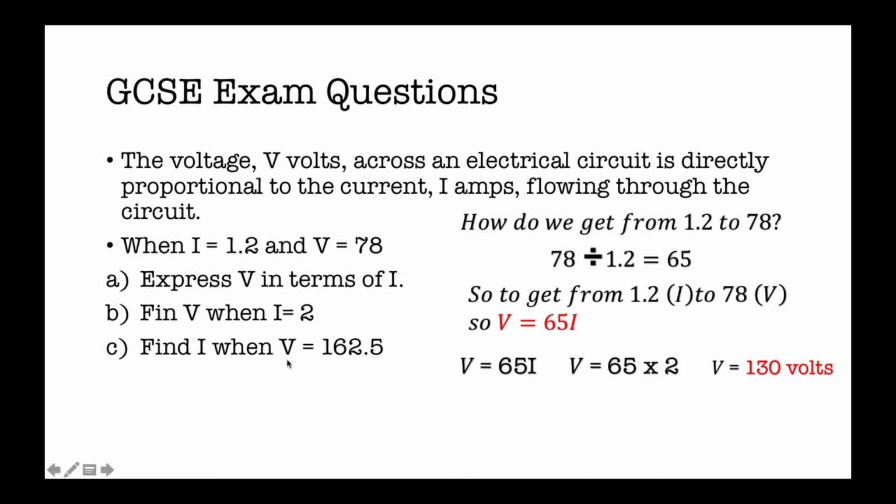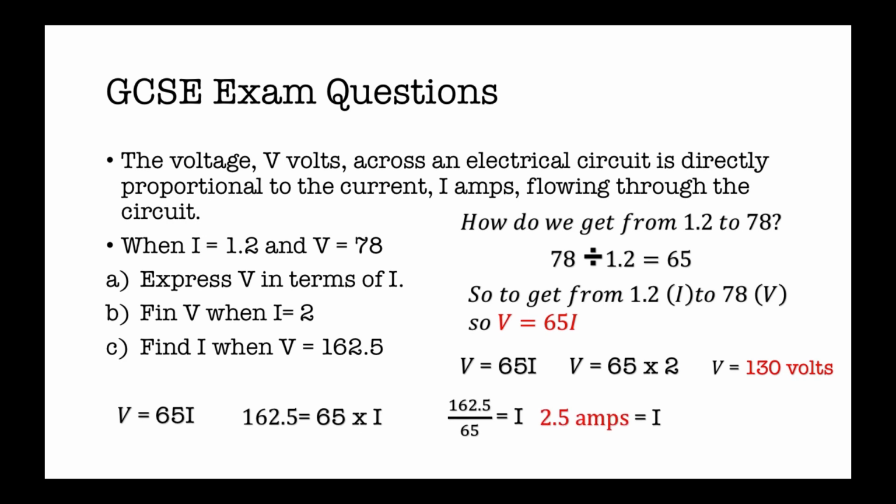And then find I when V is 162.5. Again, we'll use the same equation, but this time we're finding I, and we know V, so we can put V in. So 162.5 equals 65 times I. In order to find I, we need to get rid of this 65 by moving it over the equals. Because this is times, we do division instead to move it over. So 162.5 divided by 65 will give us I, which gives us 2.5 amps. Well done if you got all that right, because that was a hard one.